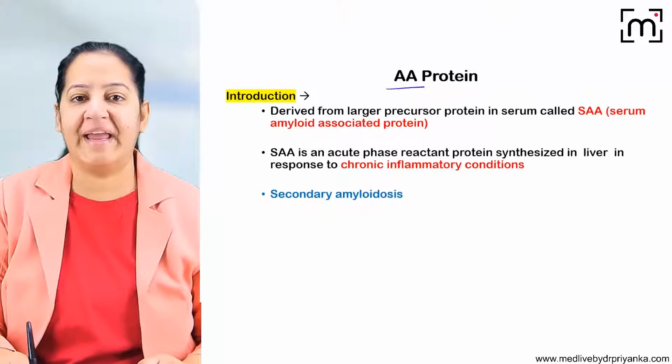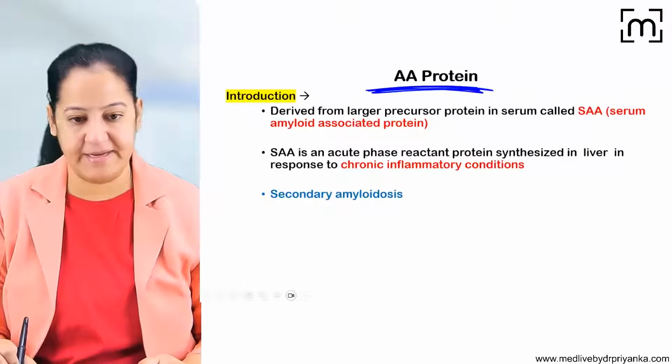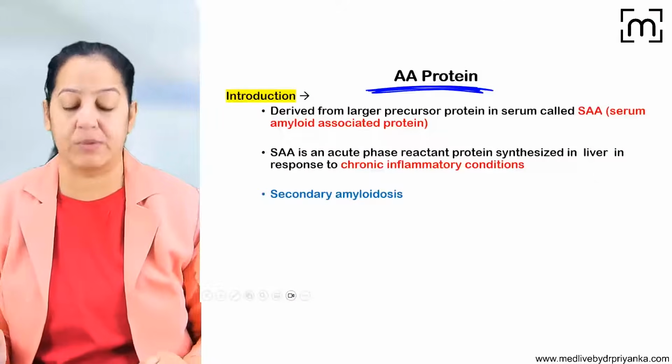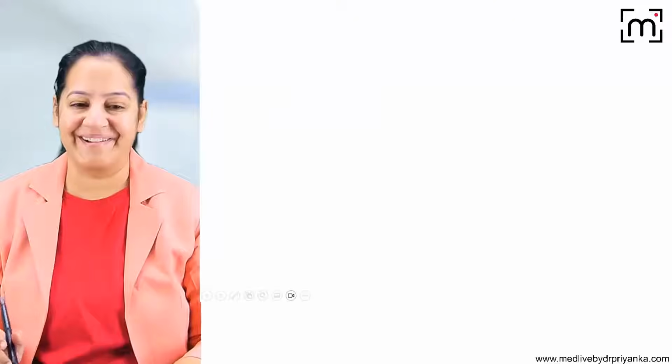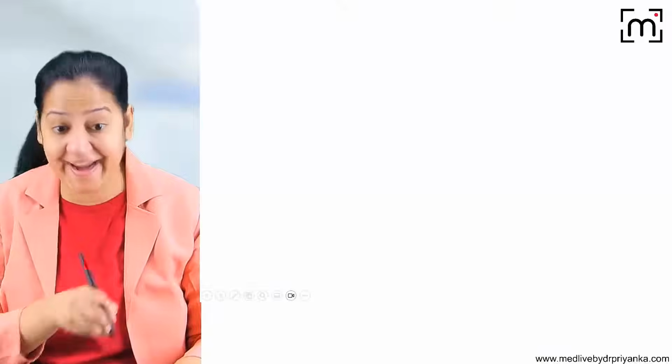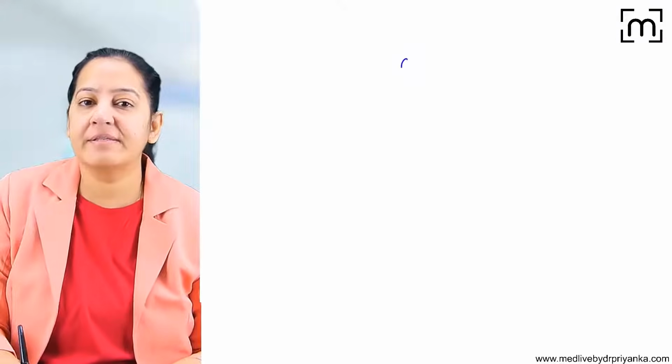Okay. Now coming on to AA type of amyloid. AA type, the second type. I will show you both here. Let me explain AA also. Here the trigger. What is the trigger? So we have seen AL. Now I'm teaching you AA type of amyloid. Here the trigger is chronic inflammation.